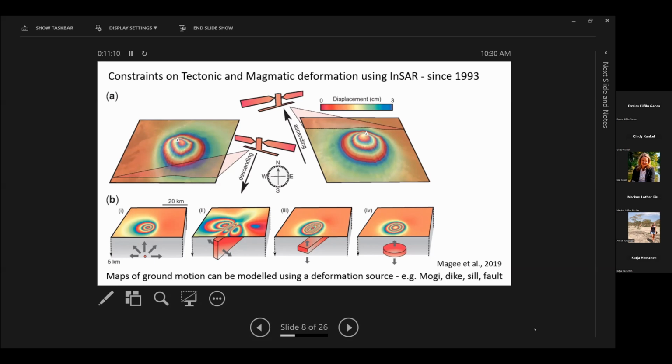With InSAR maps, the deformation pattern is shown by a contour map of ground motion, each contour 2.5 centimeters of motion. Magmatic sources such as sills, magma chambers or Mogi sources form circular deformation patterns. Dike intrusions tend to form characteristic butterfly patterns of deformation, whereas a fault only tends to produce half of the butterfly. So it's very easy to distinguish these sources.